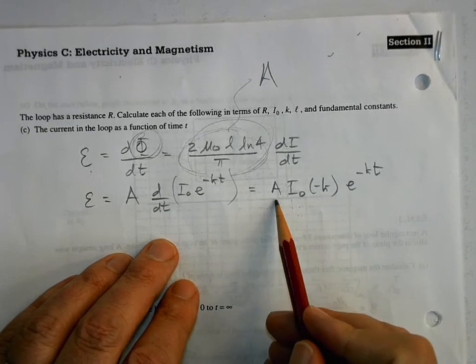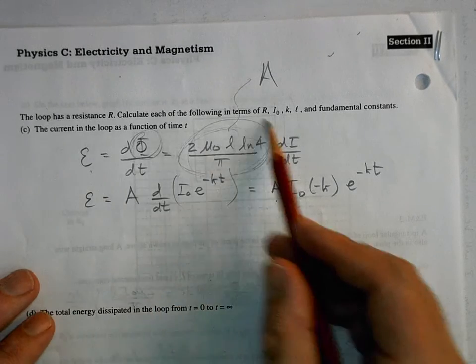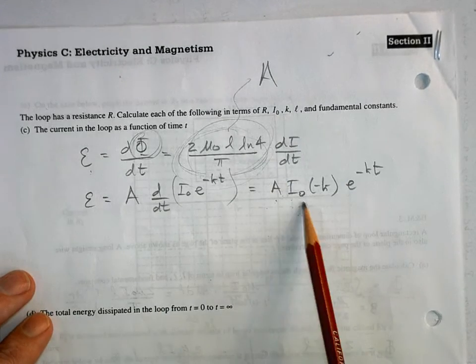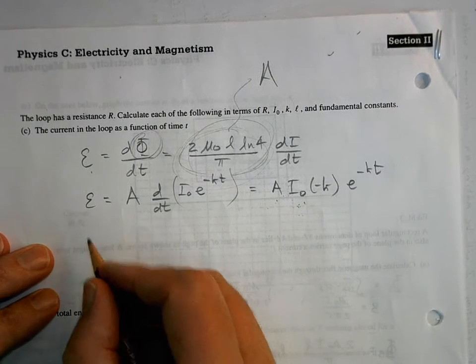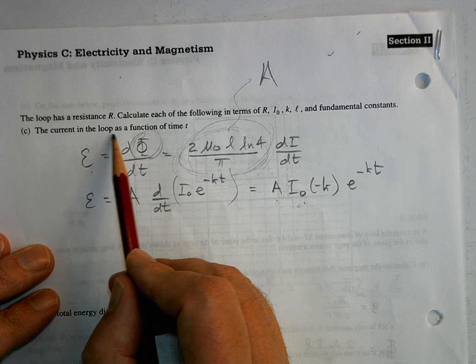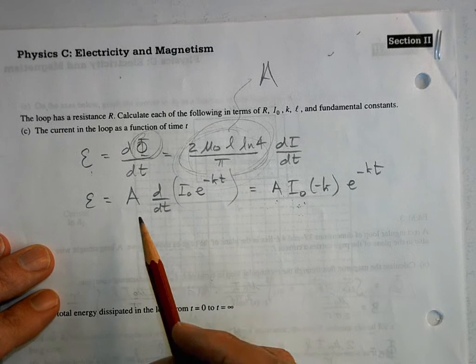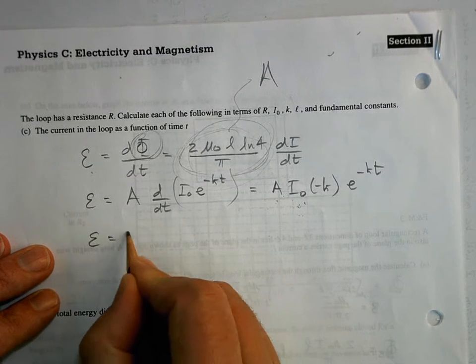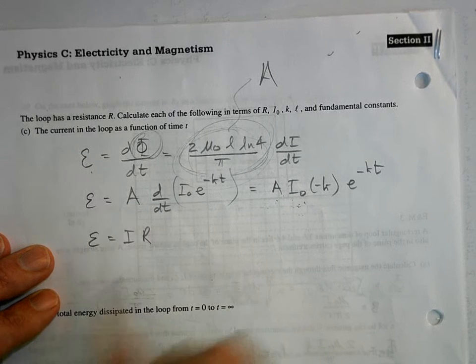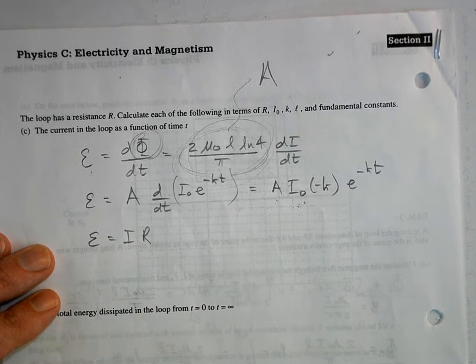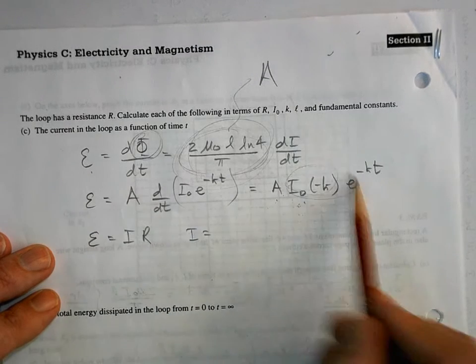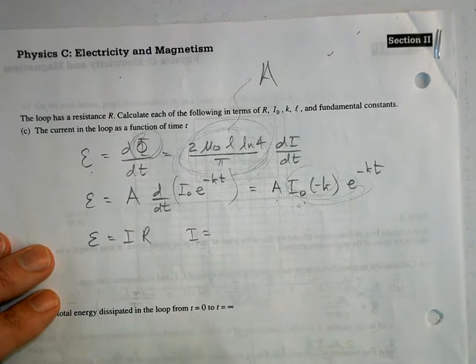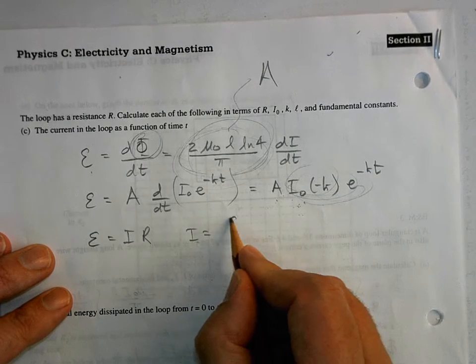Now notice this is kind of nice. I defined all this junk out here to be A, so I don't have to copy it down over and over again. But I don't want the induced EMF, I want the induced current. So E equals IR. So I, the induced current, and this is different than this I. This is the I in the wire. This is the I in the loop that gets induced, is equal to E over R.